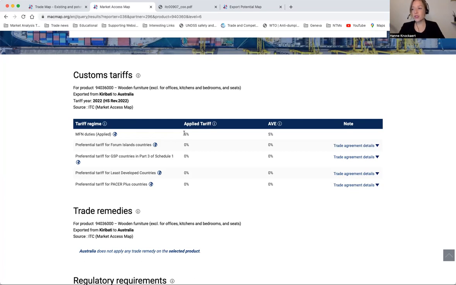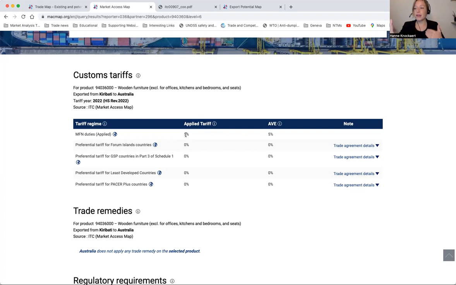The only exception to this is if there is a trade agreement in place. But as we know, trade agreements come with rules of origin, and we need to certify these rules of origin. So in this case, for example, 5%, it might actually be more beneficial to pay the 5% than the 0% if certain certifications are quite expensive as well.